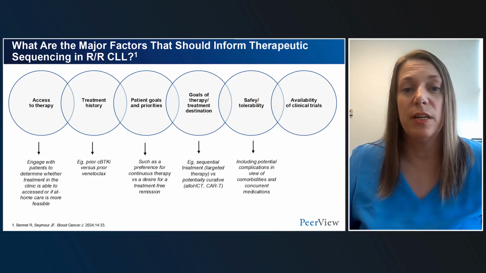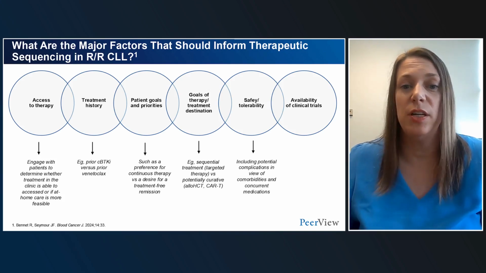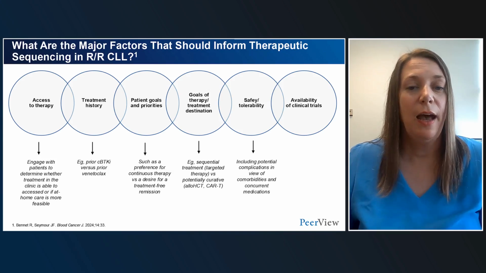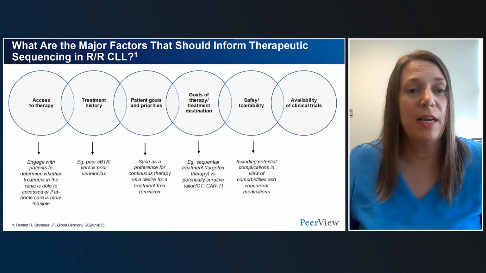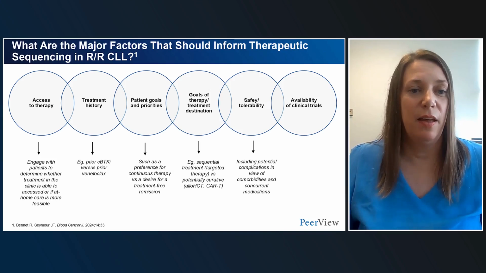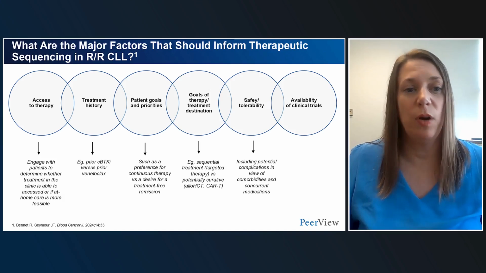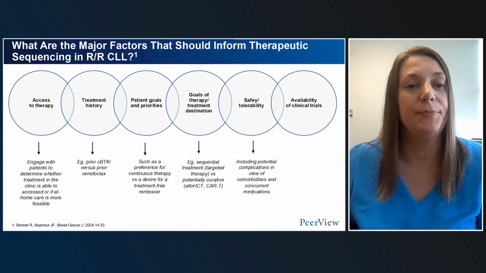Another consideration is going to be availability of clinical trials. So, are there potentially new agents, new approaches that can be available for a specific patient? And in those cases, those often should be prioritized over some of these standard of care approaches. But when thinking about the standard of care approaches, we want to be thinking about what is the treatment history. And that's probably the number one consideration because, of course, the treatment that a patient received before and their response to that therapy is going to help us choose our next treatment.